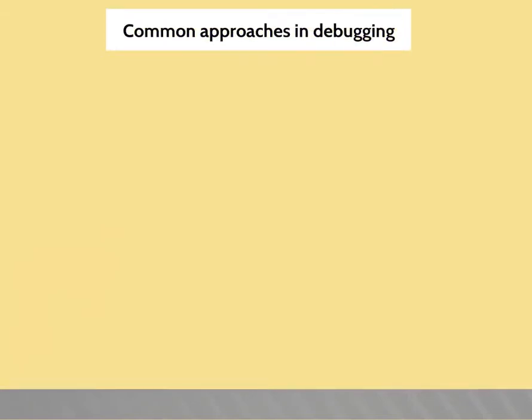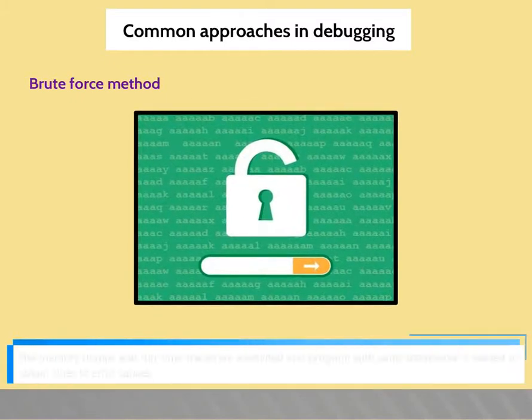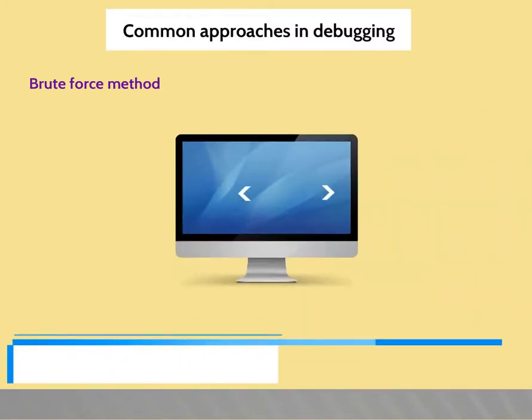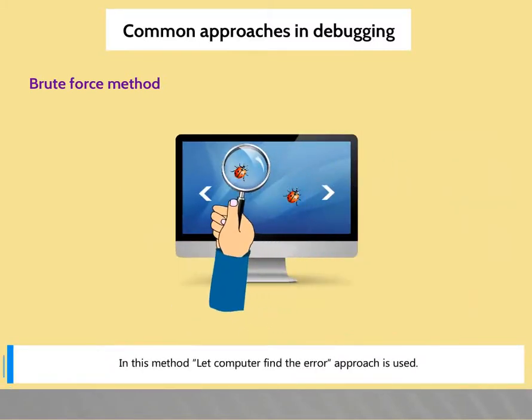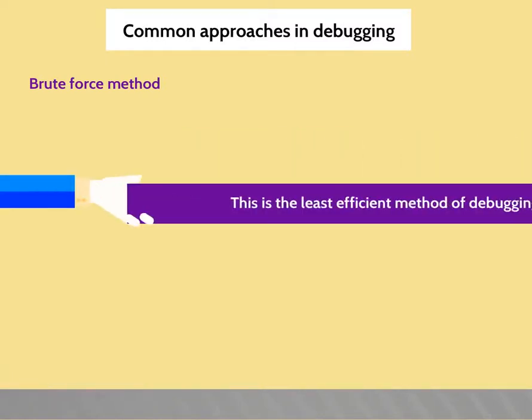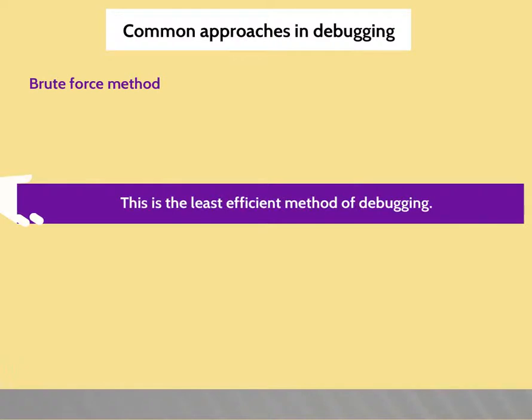Common approaches in debugging: brute force method. The memory dumps and runtime traces are examined and a program with write statements is loaded to obtain clues to error causes. In this method, the let-the-computer-find-the-error approach is used. This is the least efficient method of debugging.